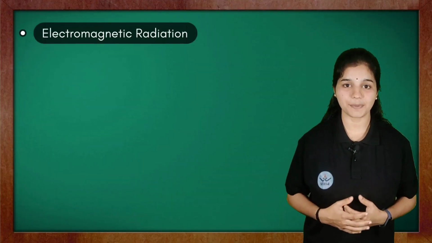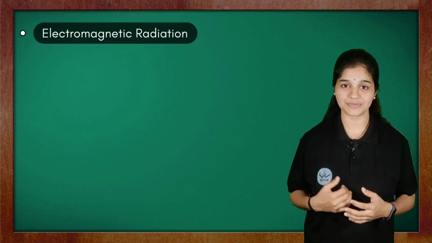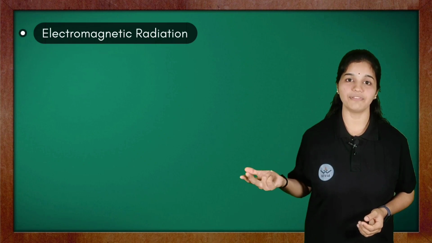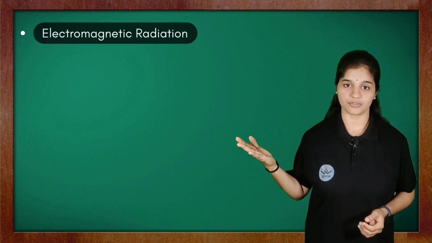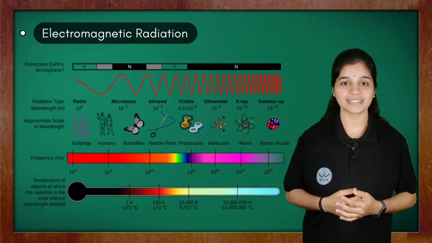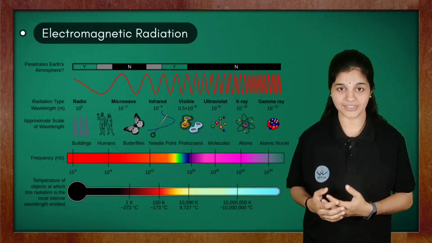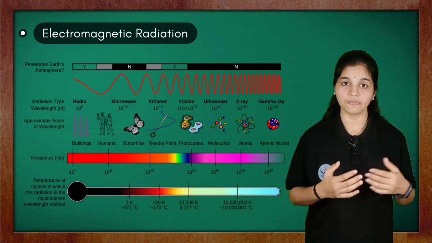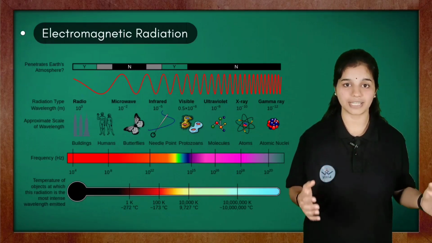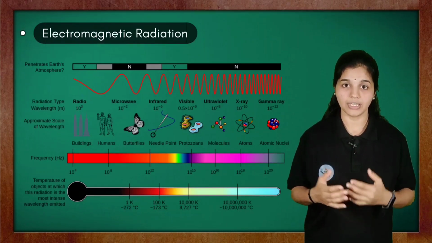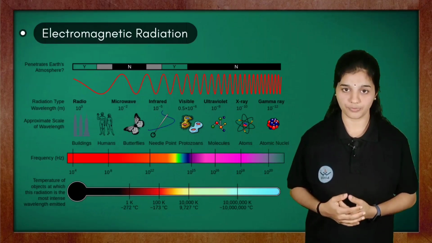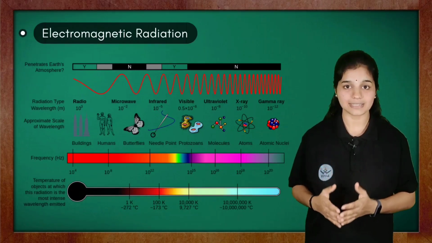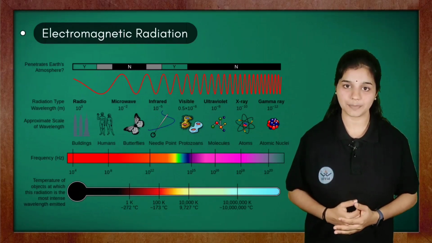There are various parameters which define these waves, that is, amplitude, frequency, wavelength, time period, and velocity. There are various types of electromagnetic radiations based on their wavelength or frequency. We can arrange all the different types of electromagnetic radiation according to the increasing order of wavelength or decreasing order of frequency. It is termed as the electromagnetic spectrum.